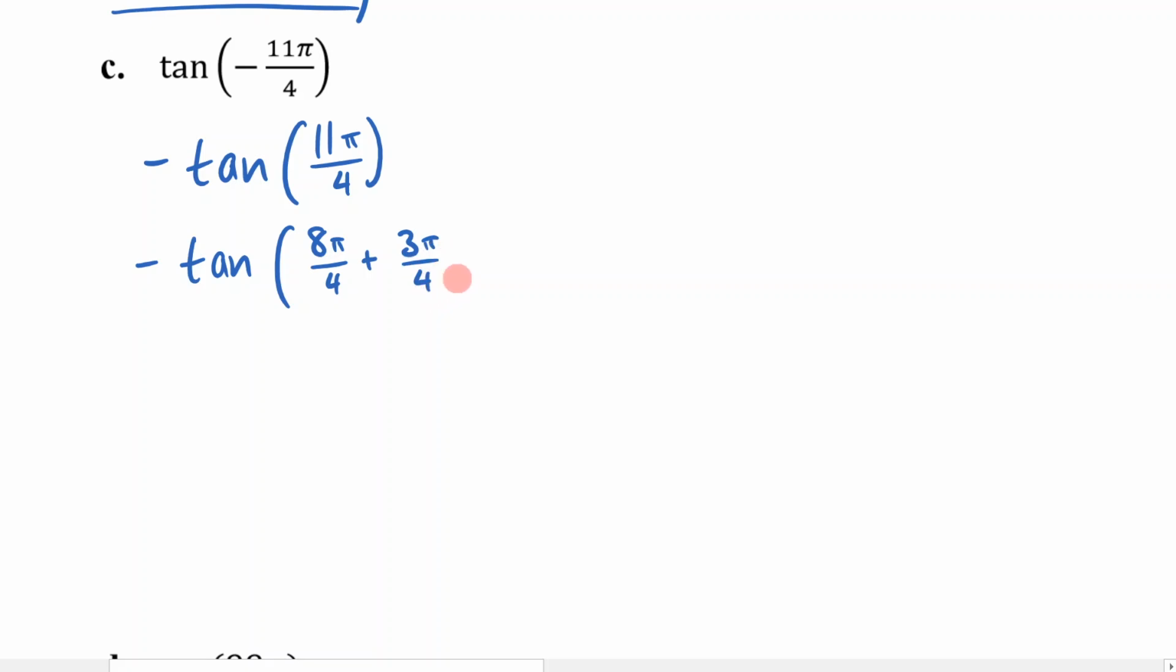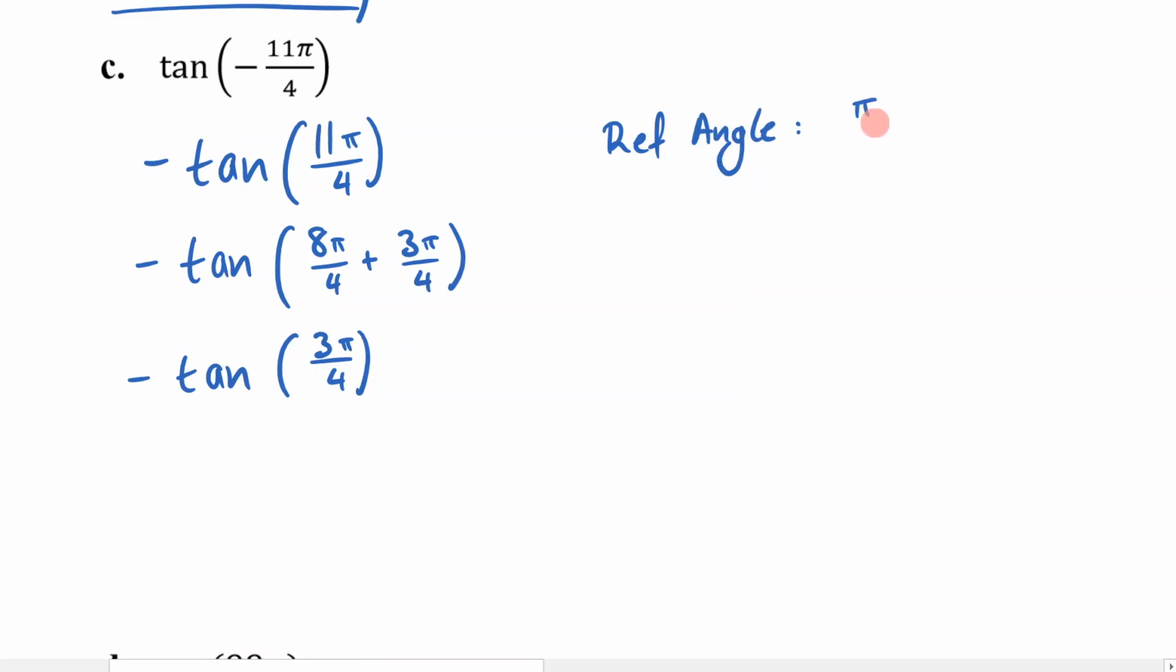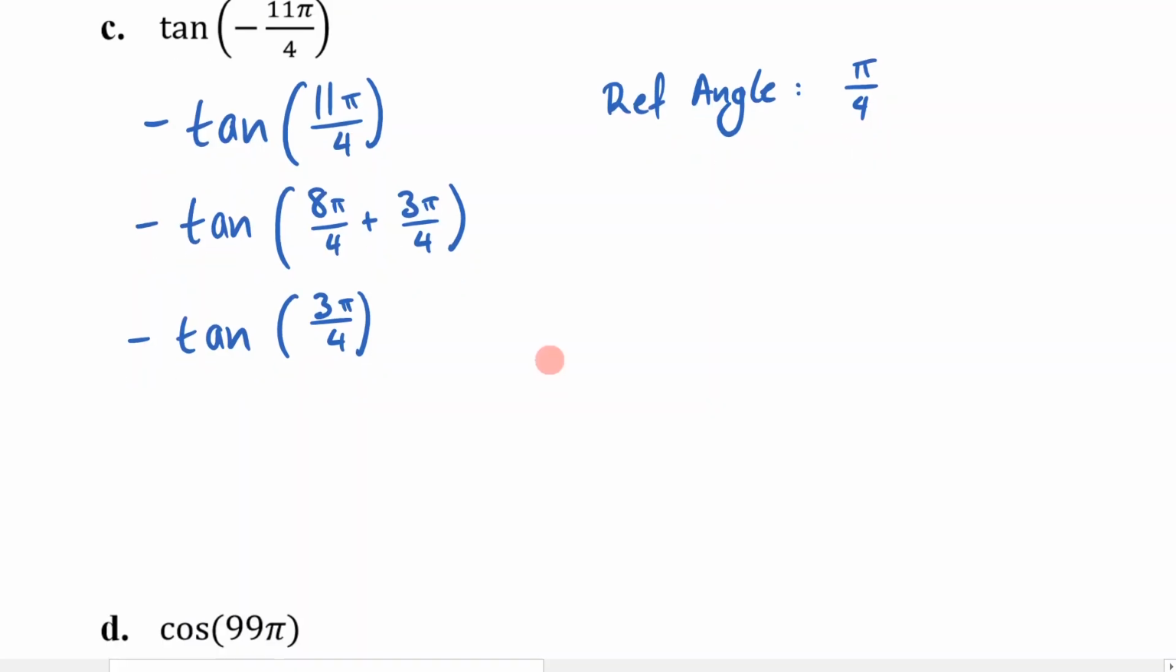And the reason why I'm going to do that is because I know that 8 pi on 4 is simply 2 pi, therefore it's just going right around the unit circle, so I can just ignore it and just deal with 3 pi on 4. I know that my reference angle this time is going to be pi on 4, and that means I'm going to have to use my different special triangle. Again, if you were comfortable, you could say, hey, I don't need to use my special triangle. I know that my exact value is going to be 1. But again, if you wanted to use your special triangle, you would have to do this.